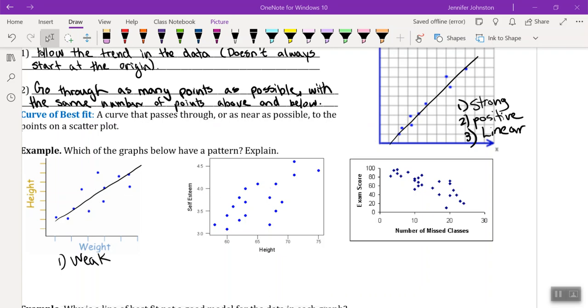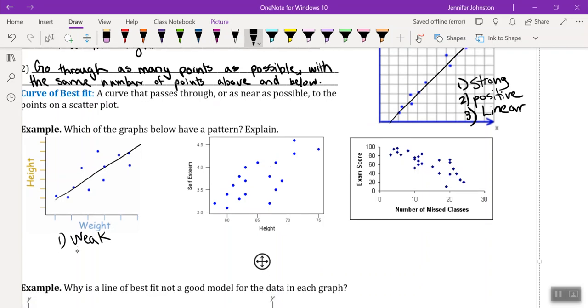Yeah, the dots are a lot more scattered here, so it's definitely going to be weak. They're not as close together, so they're not strong. So if they're more spread apart, they're weak. And here we have it is still positive and it is linear.